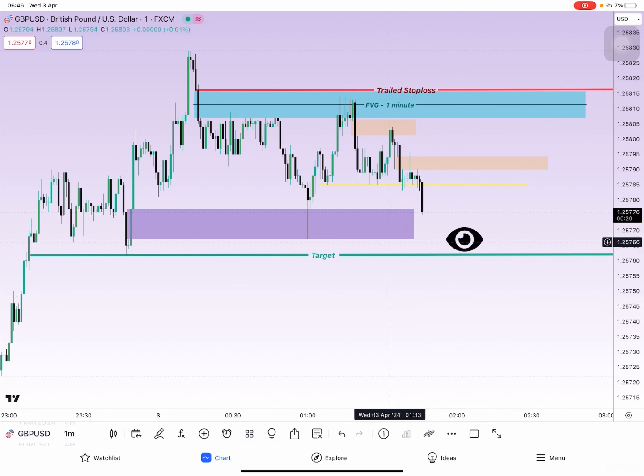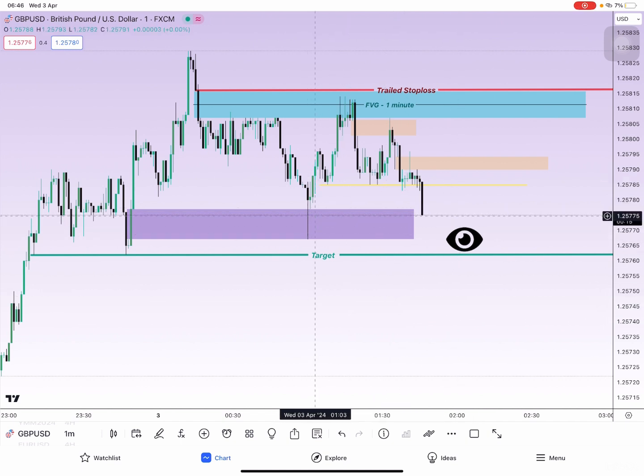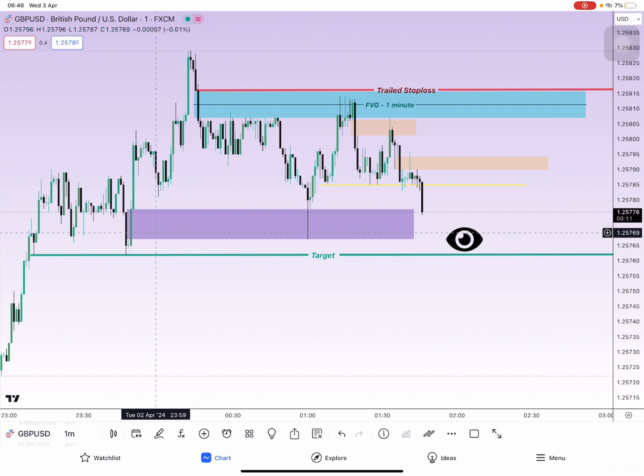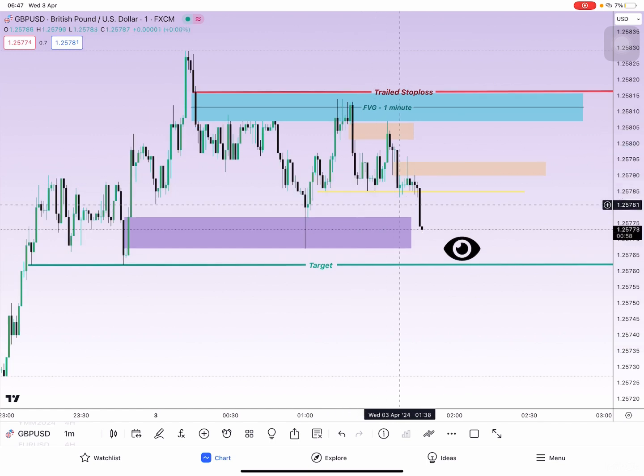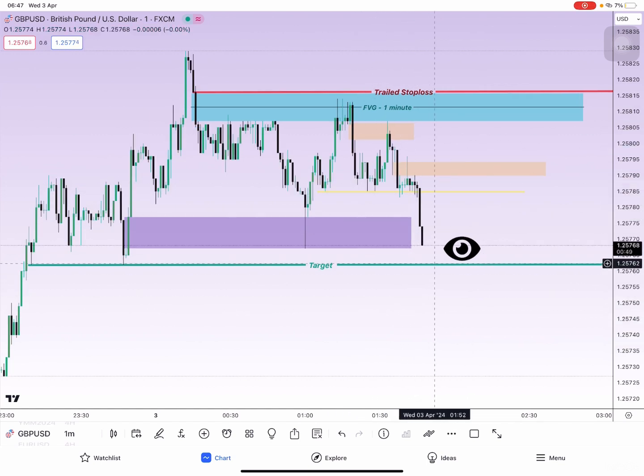So we are back now to the center of this wick, from where we got rejected by tapping this purple fair value gap marked by purple, and went back up to the blue shaded gap, which was also the 1 minute gap, and then we tapped its equilibrium and again started moving lower. And now we see that we are almost near to hitting the target.